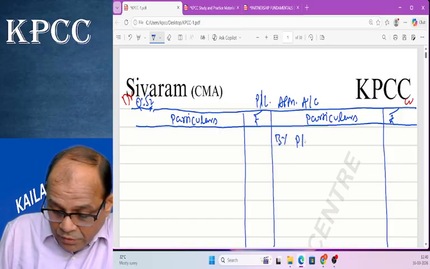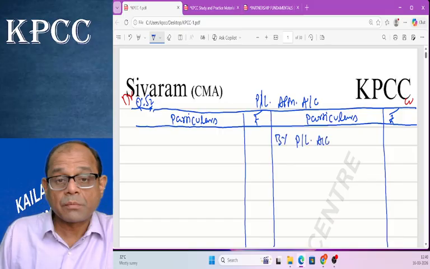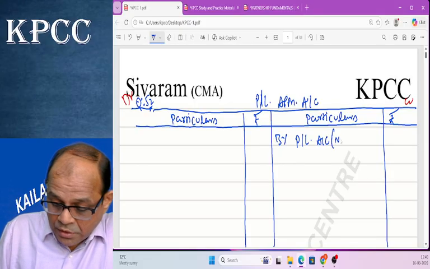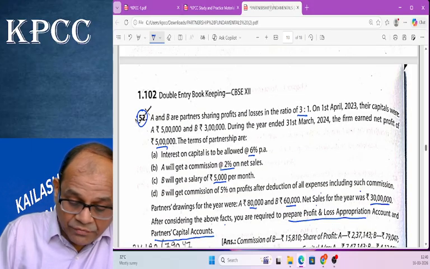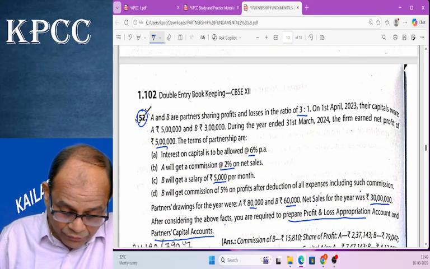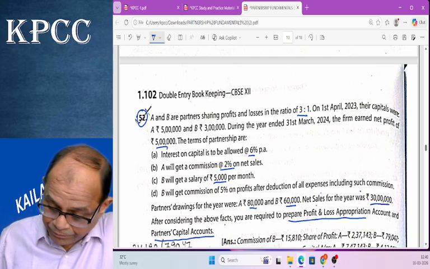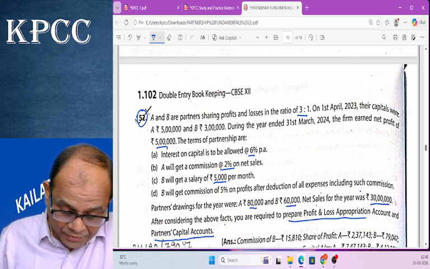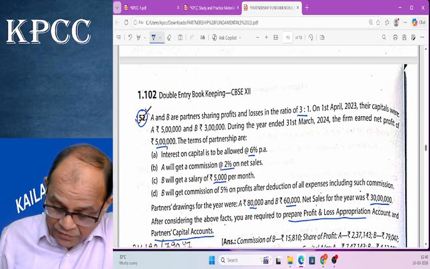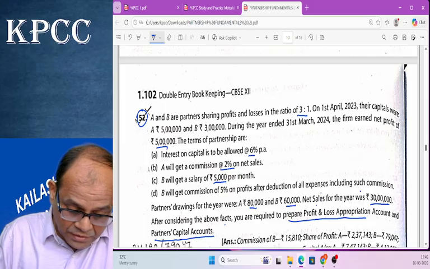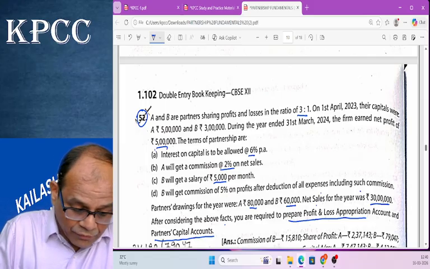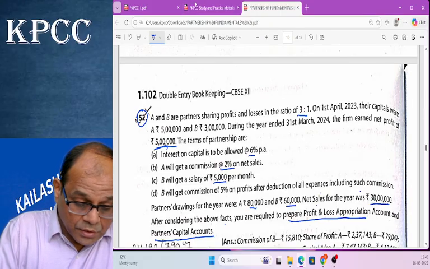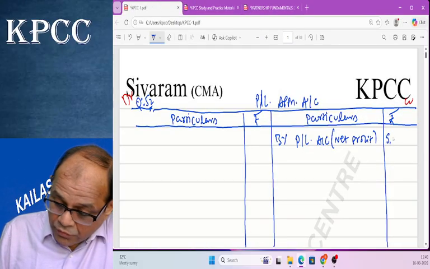Now credit side: by profit and loss account, net profit. How much net profit has he given? Net sales for the year 30 lakhs. After considering, the firm earned a net profit of rupees 5 lakhs. Okay, so write down in the outer column 5 lakhs.